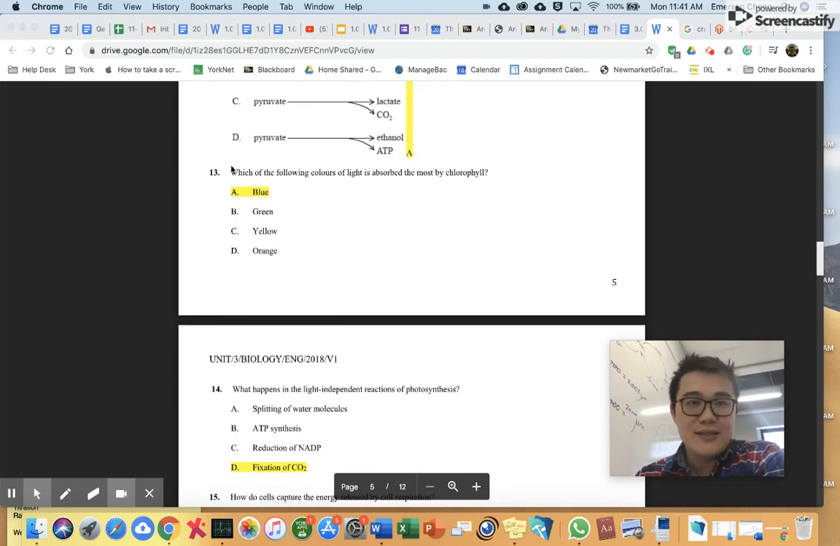Number 13. Which of the following colors of light is absorbed most by chlorophyll? If you look at all these, blue, green, yellow, orange, green is the least likely to be absorbed. Blue is actually more absorbed than orange.